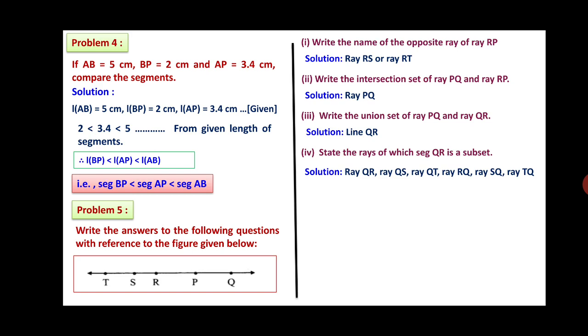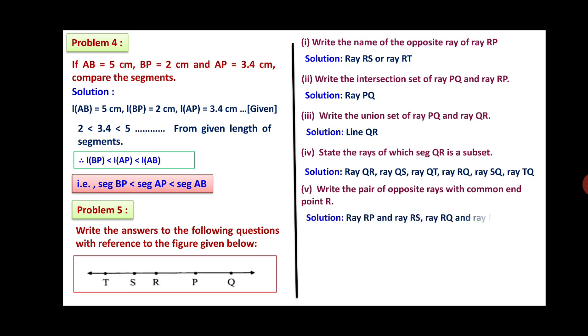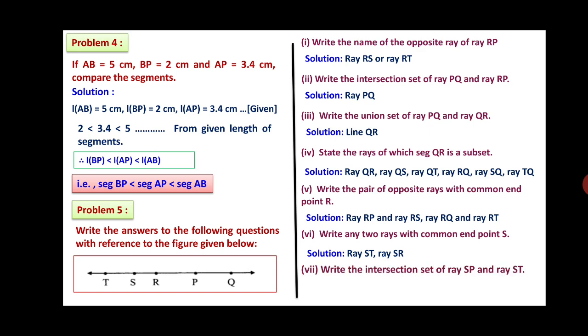Any you can consider. Fifth one, write the pair of opposite rays with common endpoint R. It should start with R and those rays should be in the opposite direction. So ray RP and ray RS, or you can write ray RQ and ray RT. Write any two rays with common endpoint S. Ray ST and ray SR, which are starting from S. The last one, write the intersection of set of ray SP and ray ST. For the opposite rays SP and ST, the intersection is point S.